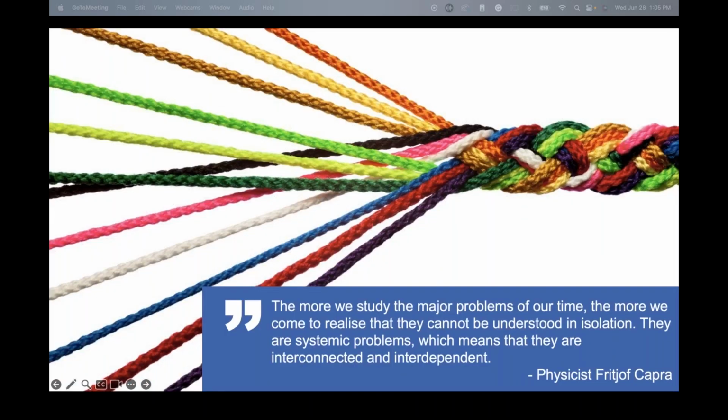The physicist Fritjof Capra stated, "The more we study the major problems of our time, the more we come to realize that they cannot be understood in isolation. They are systemic problems, which means that they are interconnected and interdependent." The physicist at the time of this particular quote was talking about biological ecosystems, but he might as well have been talking about risk in the modern business environment.